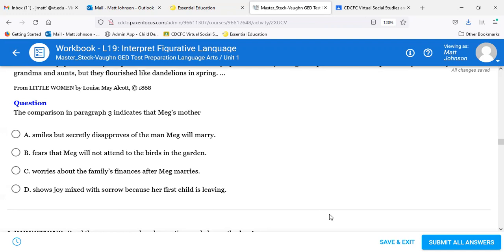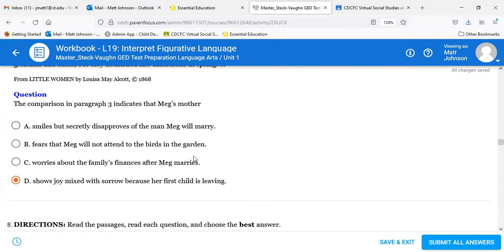Yeah, D is the answer. Shows joy mixed with sorrow because her child is leaving, and that's a typical parent, right? There's a mix of emotions on a wedding day. You're going to be a little sad because your child is growing up, but you're also going to be happy for them. So that's definitely a good example there. So D is the answer for 7.